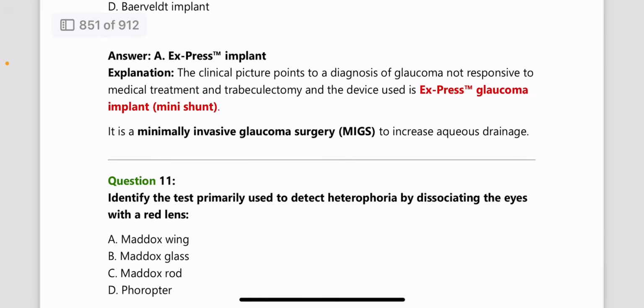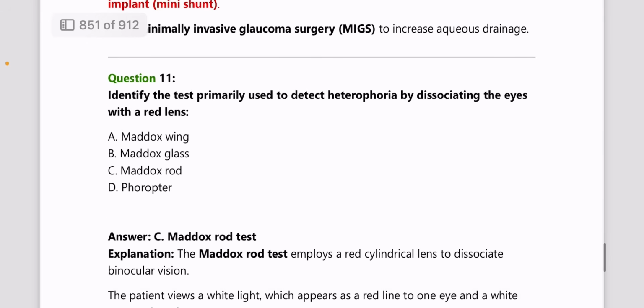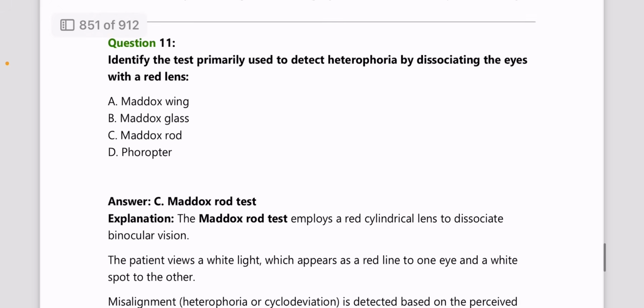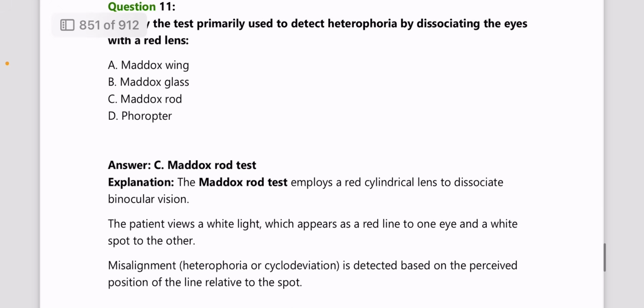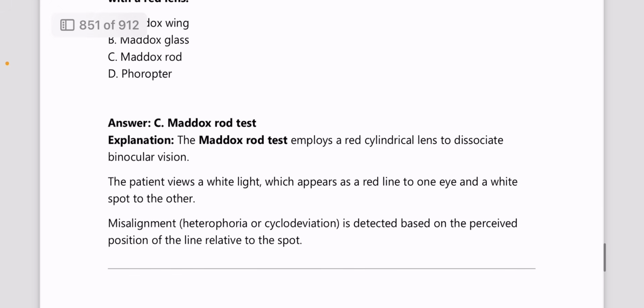Next, identify the test primarily used to detect heterophoria by dissociating the eyes with a red lens. Answer is Maddox rod test. So it employs a red cylindrical lens to dissociate the binocular vision. The patient views a white light which appears as a red line to one eye and white spot on the other. And misalignment, heterophoria, or cyclodeviation is detected based on the perceived position of the line relative to the spot.